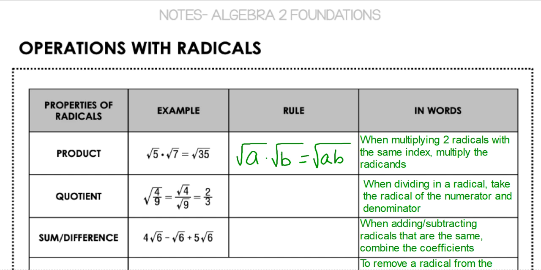Same thing works for the quotient. So we can split it apart into two radicals or combine it into one, depending on how we're trying to simplify. But when we're dividing any sort of radicals, so if I have A over B, I can split those apart into two separate radicals in order to help me simplify.